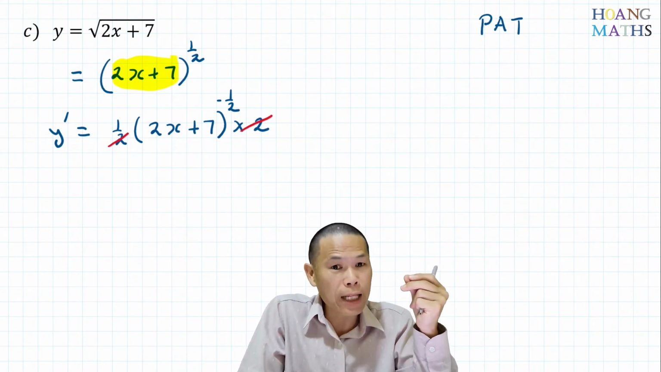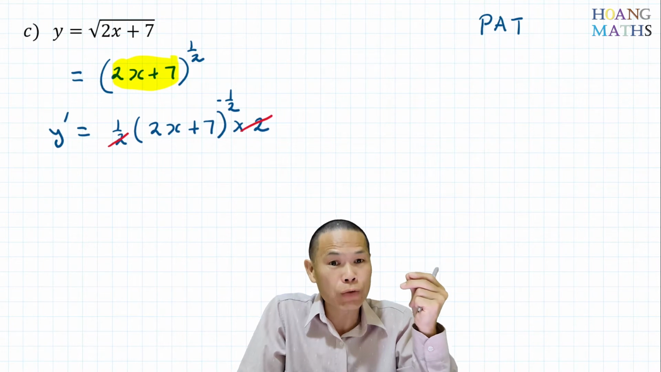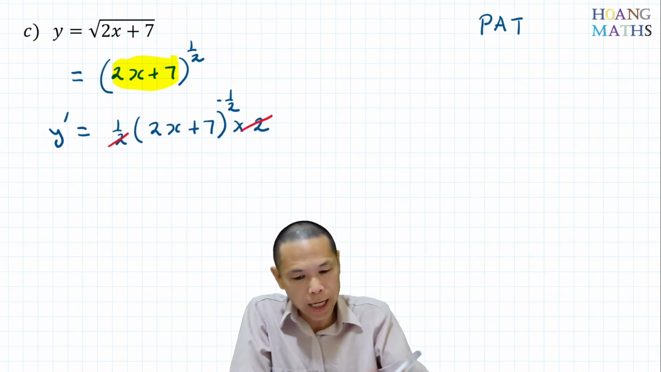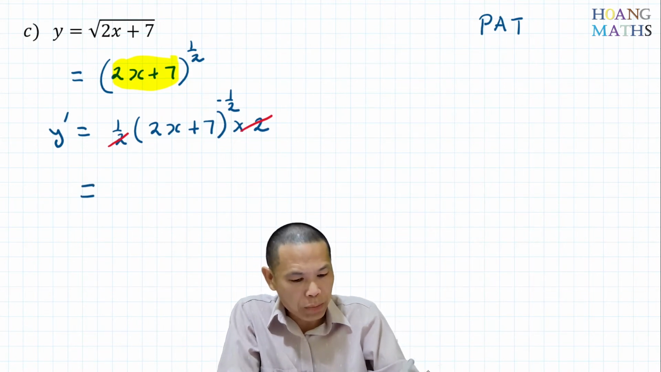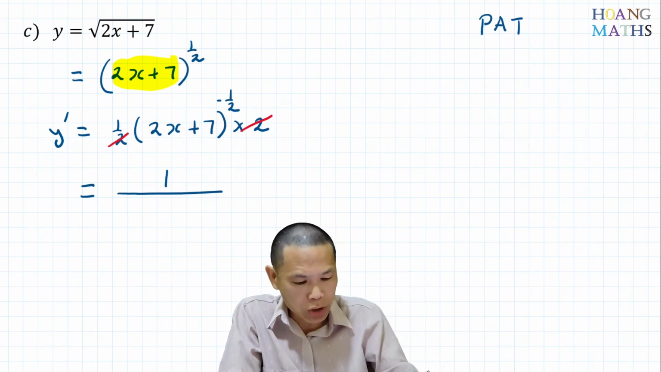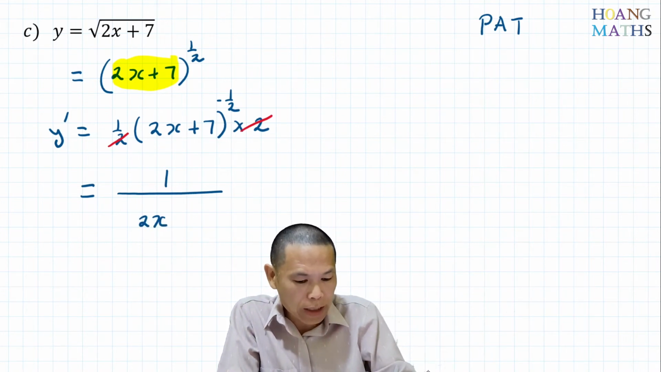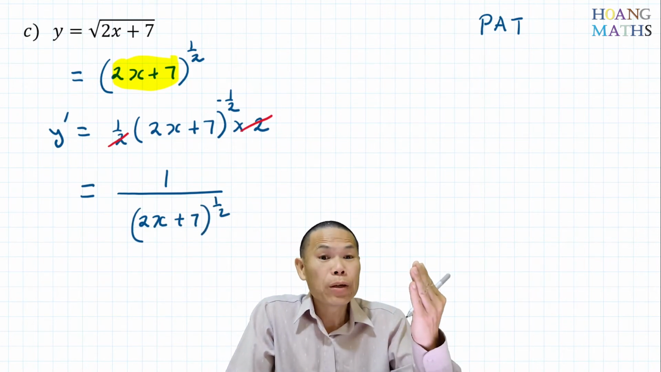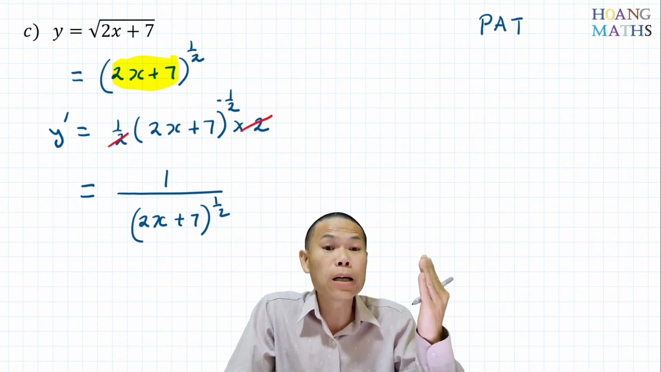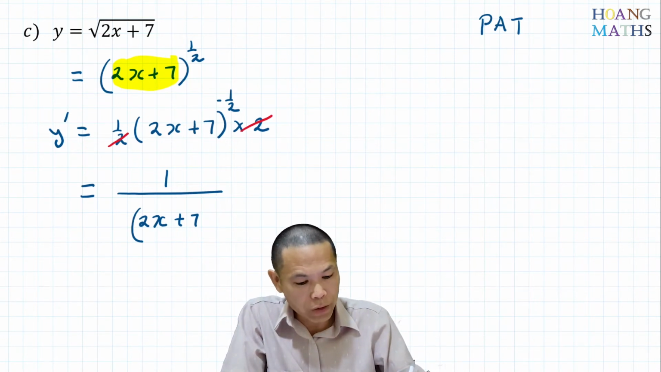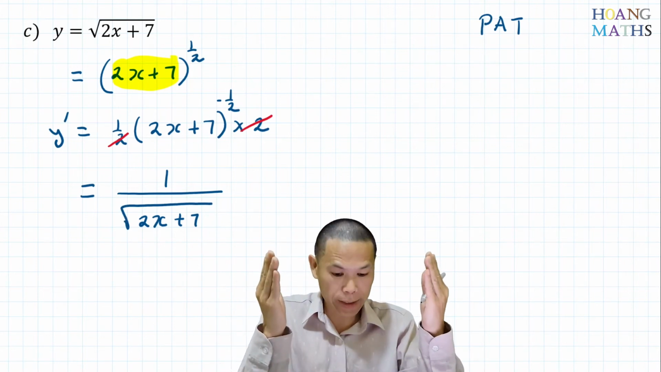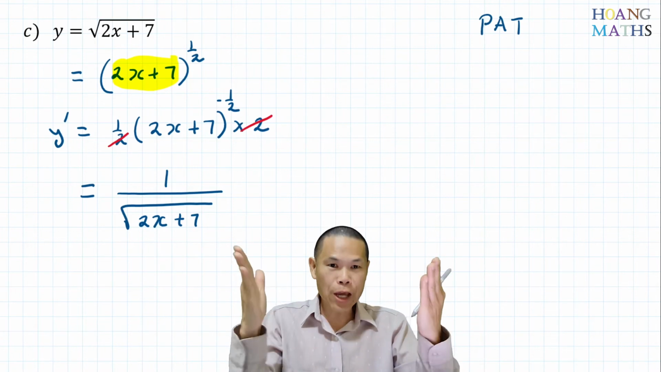But then we don't write it like that, because the question is given in surd form. So what we need to do is bring it down to become positive first. So that becomes 1 over 2x plus 7 to the power of a half, and the negative a half becomes positive. But then the question is given in surd form, so we better write it in surd form. That will give me 1 over the square root of 2x plus 7. There you go.